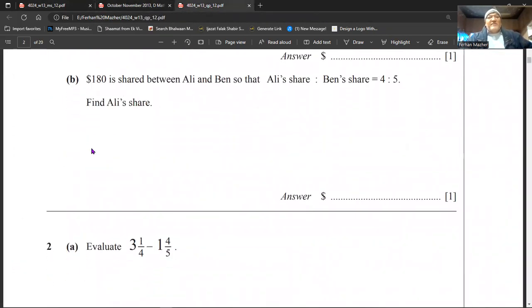Question number 1, it's B part. $180 is shared between Ali and Ben, so that Ali's share to Ben's share is in the ratio 4:5. Find Ali's share. So the total money to be divided is $180. So we will find the sum of ratio, that will be 4 plus 5, that will be 9. Now the share of Ali will be the portion of the ratio which Ali has, that is 4, divided by the sum of ratio, multiplied by the total money to be divided.